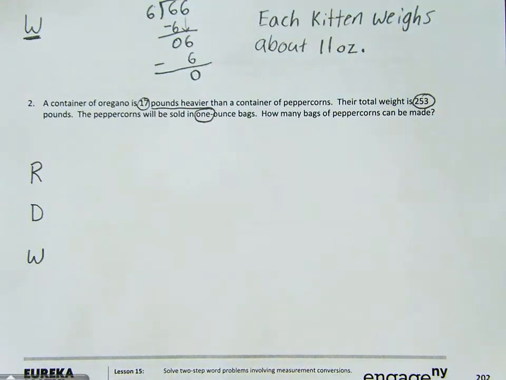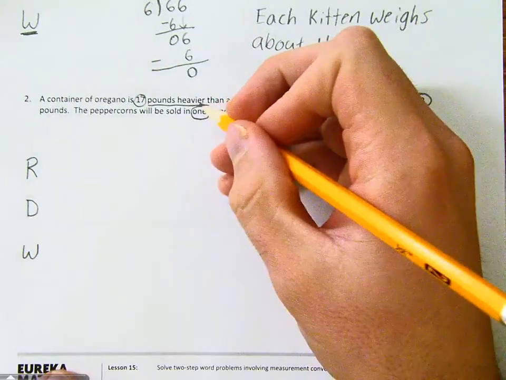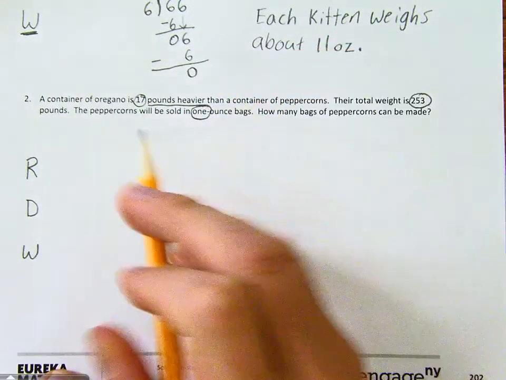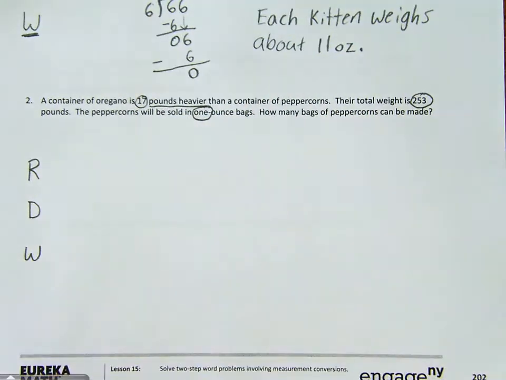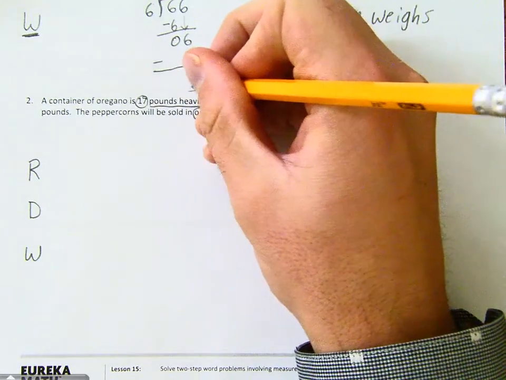And the word heavier, because we know heavier is going to be a comparison word. We're going to be either adding or subtracting because it says pounds heavier. Now, had it said how many times heavier or how many times lighter, we might be multiplying or dividing. But because it says it is 17 pounds heavier, we know that we're going to either add or subtract. Because it says heavier, we're going to add.